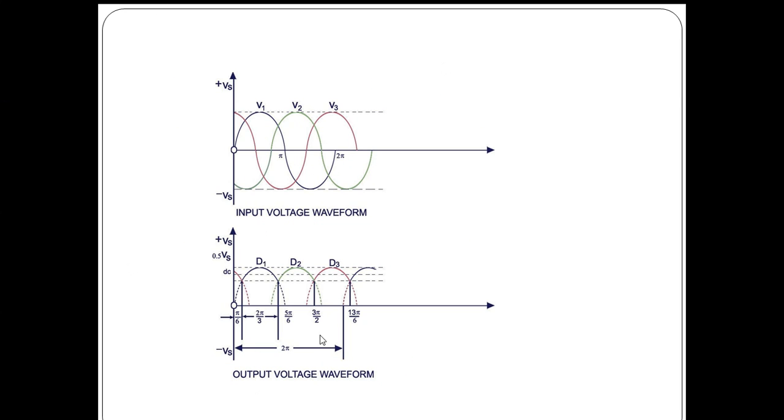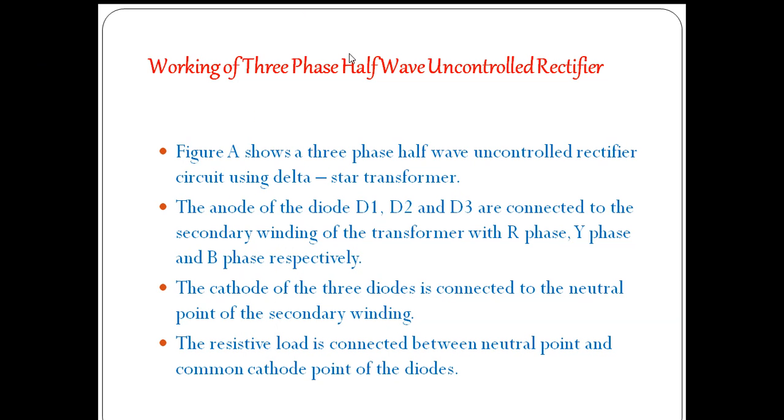So this is the representation of input and output voltages. The diodes which are connected in the concerned phases will be conducting whenever the concerned phase is subjected to more forward bias. This is the input voltage waveform, and these are the output voltages. Every diode will be conducting for the duration of 120 degrees. So this is the working of the three-phase full wave uncontrolled rectifier.